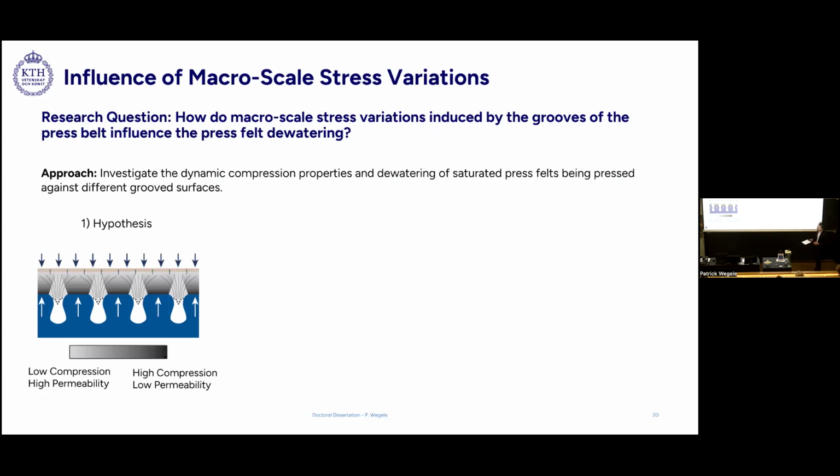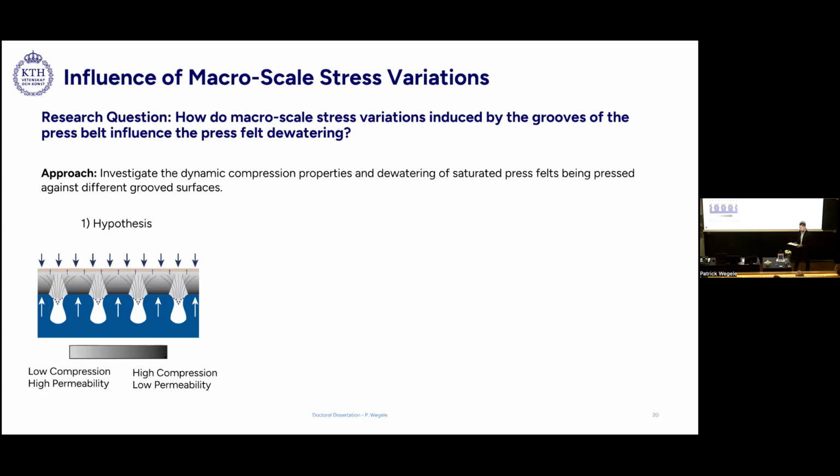So as you see, the press felt can only be compressed on the land areas of the press belt, meaning that you will create a two-dimensional compression state in the press felt. And as the local compression of a porous media determines its local porosity, and that again determines the local permeability, you will end up imprinting a 2D permeability field in the press felt that is specific regarding the specific groove and land profile used.